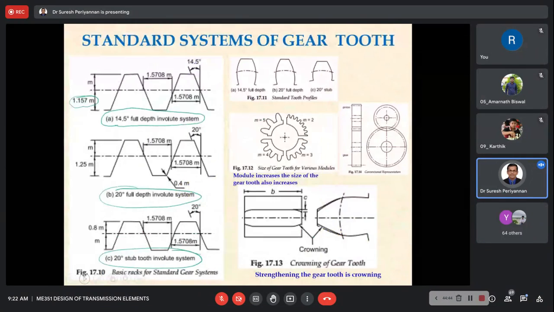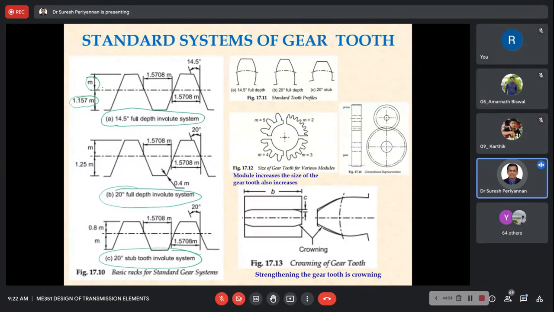Now, for example, the 14.5 full depth involute system. Here, the addendum should follow one module, and the dedendum should be 1.157 module. See here, this is the angle. This angle is 14.5 degrees. This is called the full depth involute system.